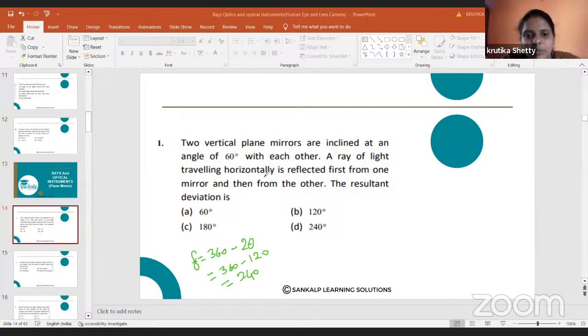I hope this is clear to you. The resultant deviation is given by 360 minus 2 theta, where theta is the angle between the two mirrors, 60 degrees. So 2 into 60 is 120. So 360 minus 120 is equal to 240. Option D is right. Okay?